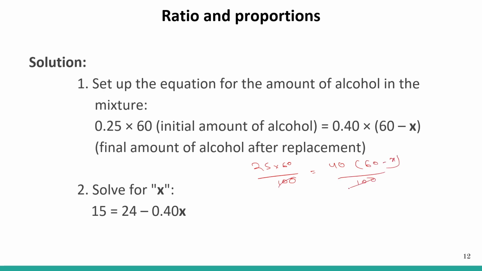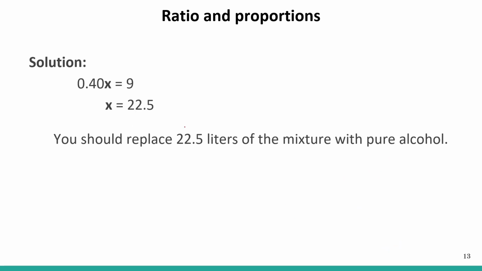The 100s get cancelled. So this implies 25 times 60, that is 25 times 6 times 10, which is 1500, is equal to 40 times 60, so 2400, minus 40x. So 1500 minus 2400 is equal to minus 40x, right? So this implies that 900 is equal to 40x. So x can be calculated thereafter.